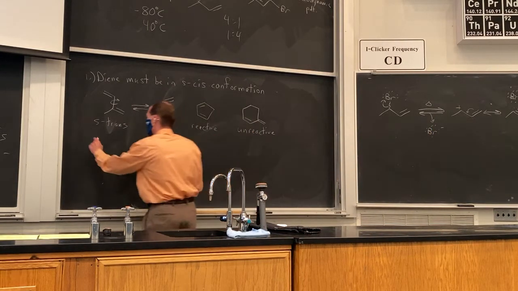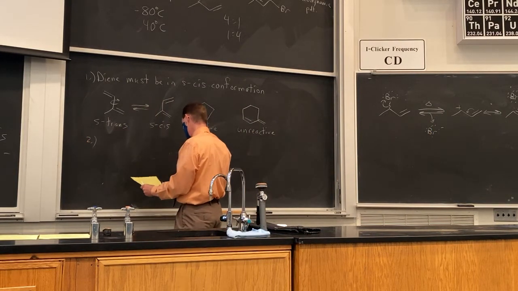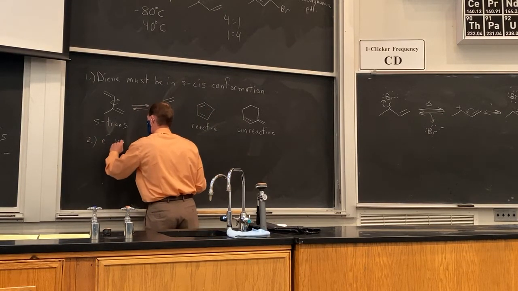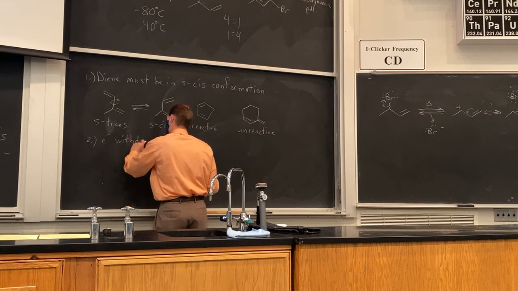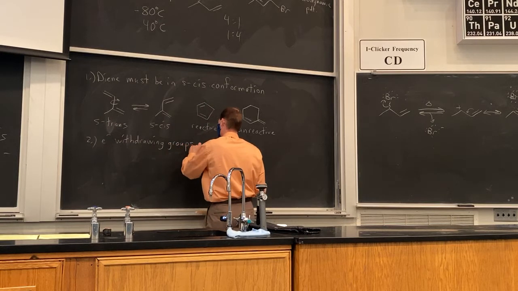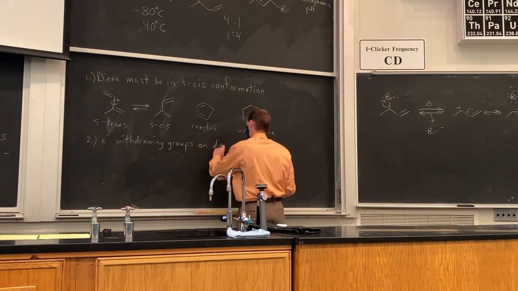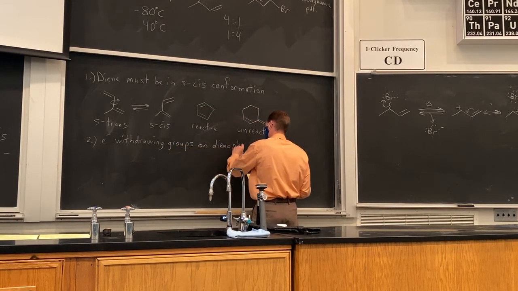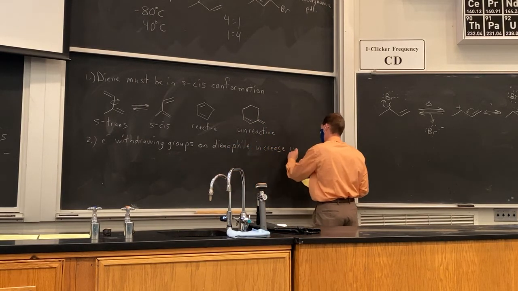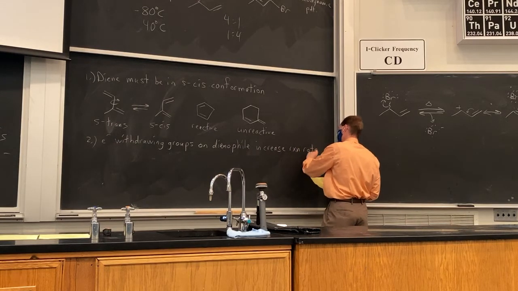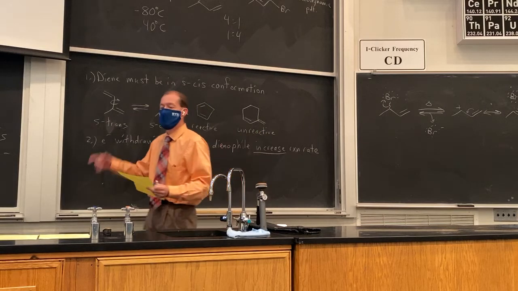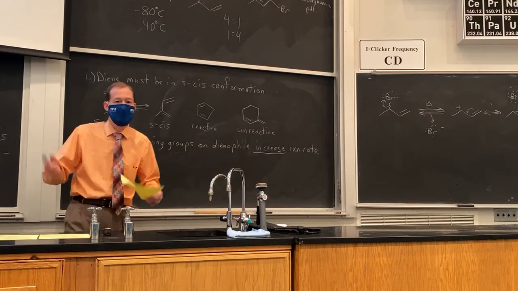Our next rule that we will discuss is that electron withdrawing groups on the dienophile increase the reaction rate. Okay? And those electron withdrawing groups in most cases are carbonyl groups.